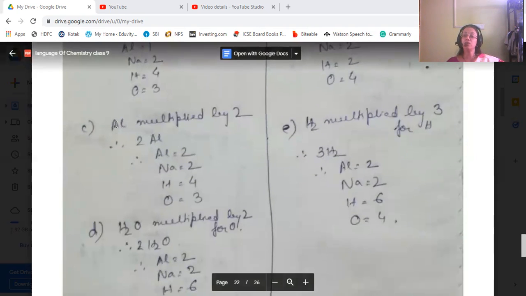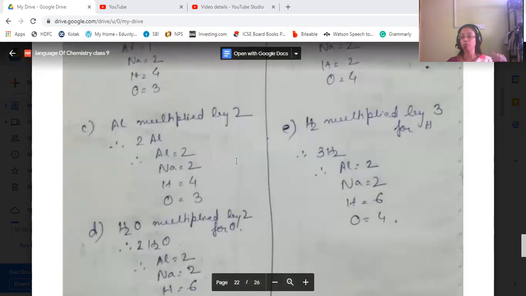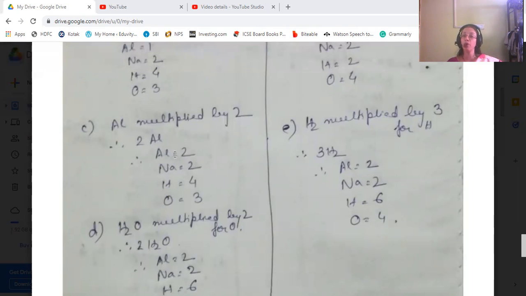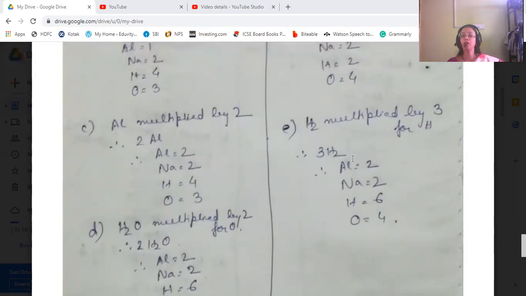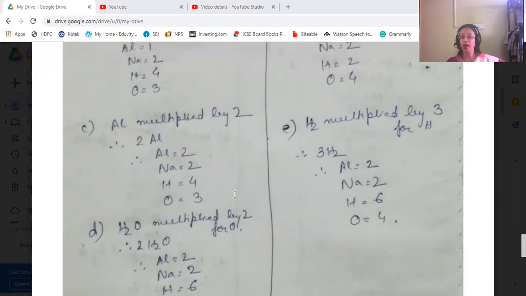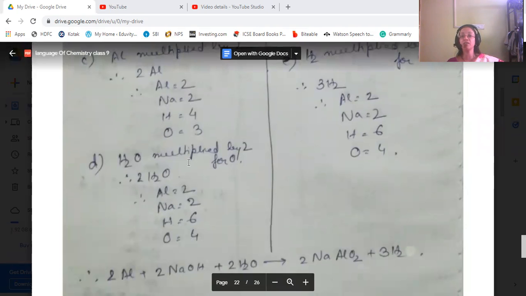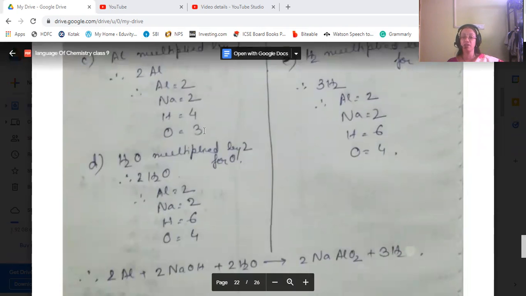Now the third step, aluminium is multiplied by 2 to balance the aluminium. So we get 2Al, that means aluminium is equal to 2, Na is equal to 2, H is equal to 4, O is equal to 3. Then H2 is multiplied by 3 for hydrogen now. 3H2 it becomes, so aluminium 2, sodium 2, hydrogen 6, O 4. See, still hydrogen is unbalanced on the reactant side. So H2O, which is on the reactant side, we multiply. And oxygen is also, here it's 4, here it's 3.